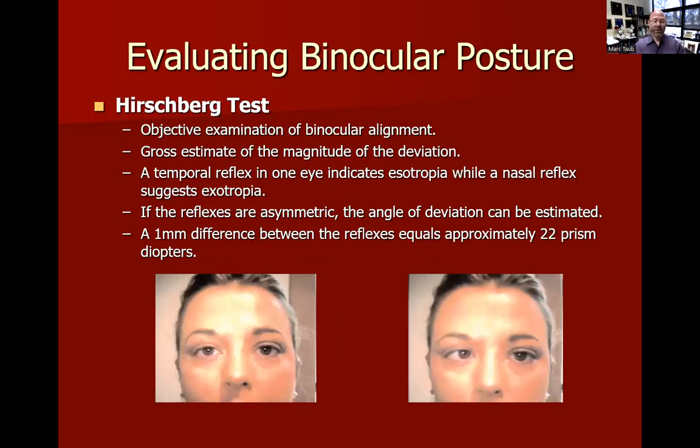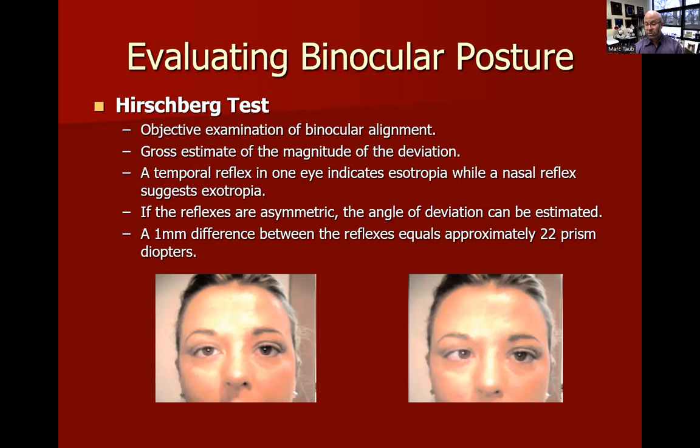The Hirschberg test. For a lot of kids on the spectrum, getting something close to their face can be quite challenging. So this is pretty easy in terms of you're just using a penlight or a transilluminator, and you're just shining it in both eyes at the same time. You can see that in the picture on the left. Both reflexes are quite aligned, but then in the picture on the right, you can see that the right eye is turned in.